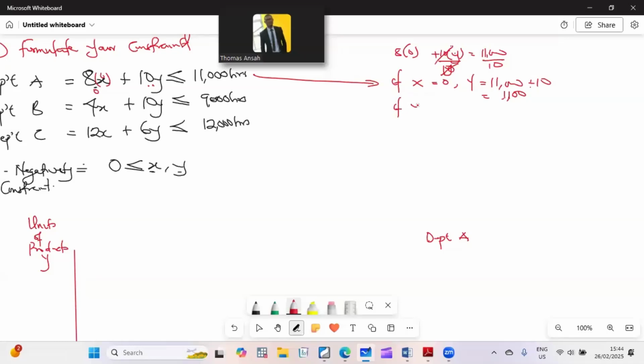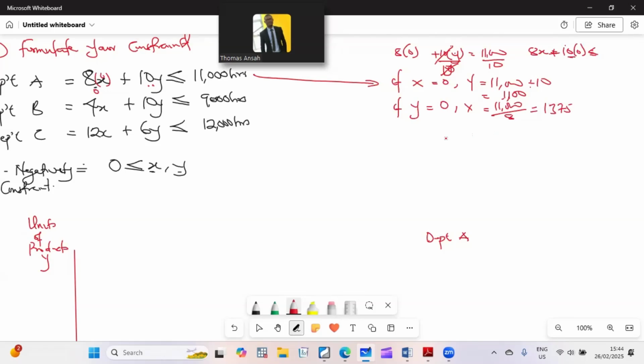Now we say if Y is equal to 0, what would then be X? So if Y is equal to 0, so let's say 8X plus 10Y is less than or equal to 11,000. All right, so how will it be? This one here will go to 0. So X will be equal to 11,000 divided by 8. So that we can have the two places to plot our graph, it is 1,375.